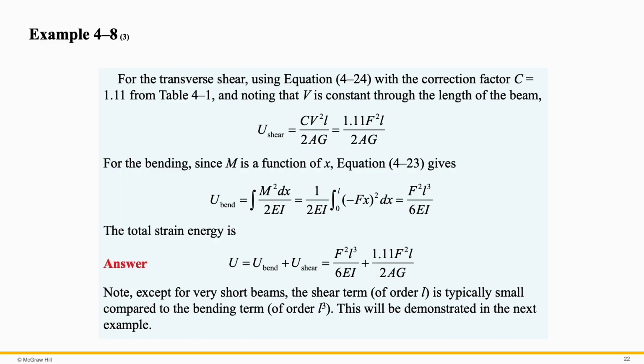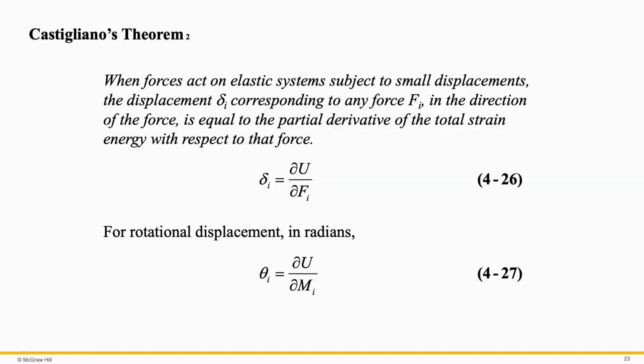The first term is the strain energy due to bending, and the second term represents the strain energy due to transverse shear. The second important method to analyze the deflections of structures is Castigliano's theorem. Castigliano's theorem is based on the strain energy. It is a special method for analyzing deflections, but it can also be applied to determine the unknown reaction forces in indeterminate structures.